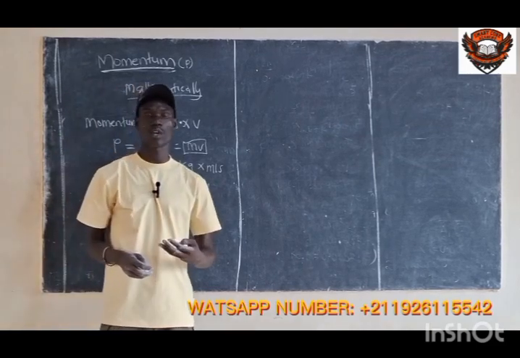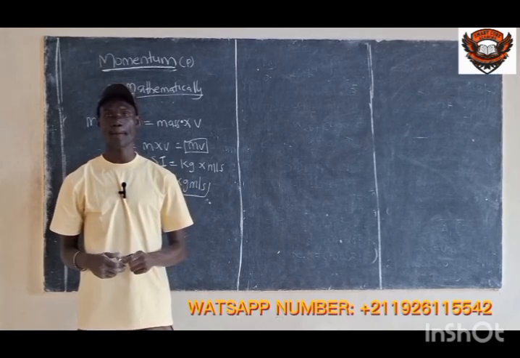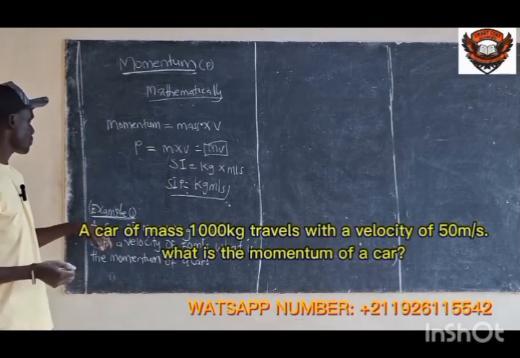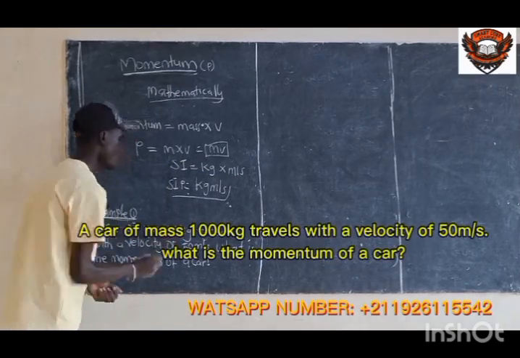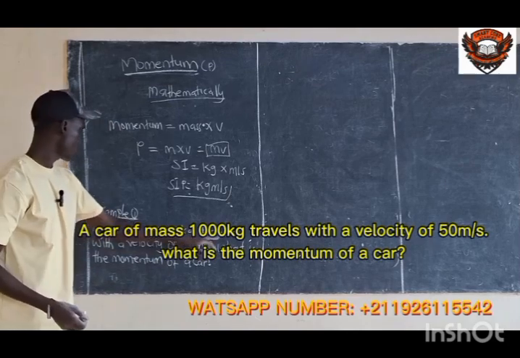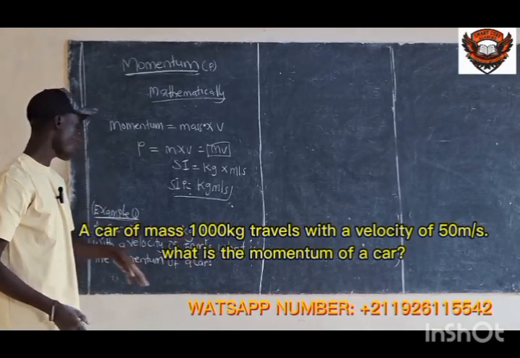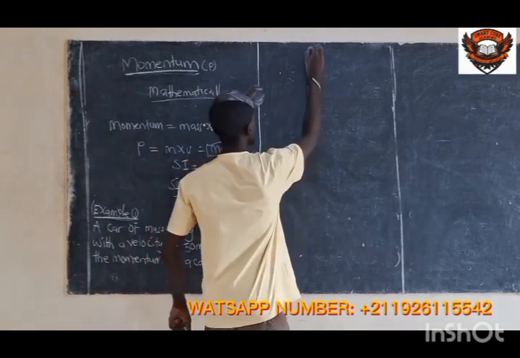Let's look at examples on how we should deal with problems under momentum. This is our example 1 under momentum. A car of mass 1000 kilogram travels with a velocity of 15 meters per second. What is the momentum of the car? Let's list down the given parameters. Solution.